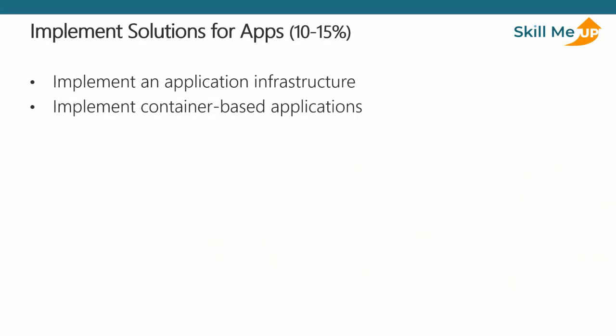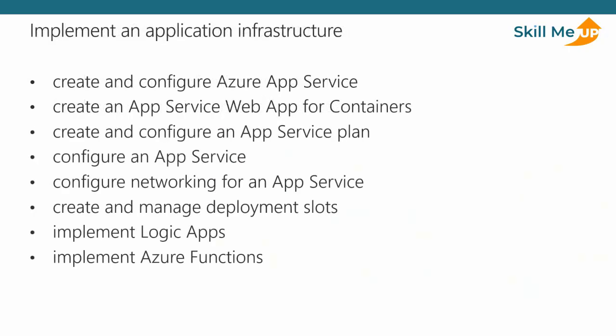The final section on the Azure 303 that you need to be aware of is implement solutions for apps. Again, this is 10 to 15 percent, so smaller, but definitely still important. You need to understand the application infrastructure as well as container-based applications. When we're talking about application structures, we're talking about configuring Azure App Service, as well as considering Azure Web App Service for containers, configuring app service plans, and then also configuring an app service. In addition, there's configuring networking for an app service, as well as deployment slots of an app service, and finally logic apps and functions.